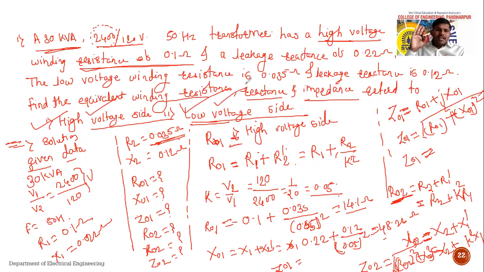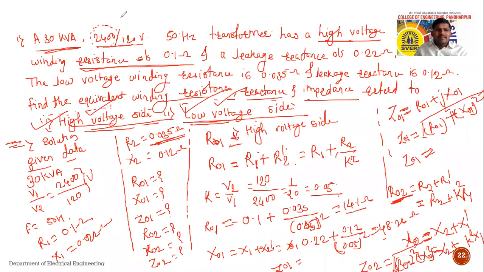If you are confused, it may be divided by K square or multiplied by K square. If we make a mistake in the K square, multiply or divide, then the whole problem goes wrong. Also, if we miss which side is high voltage and which side is low voltage, this is given for confusion purposes, not representing primary and secondary. Here they represent high voltage side and low voltage side.